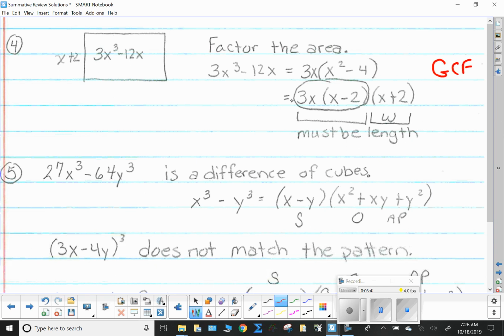When the greatest common factor comes out, then you're left with a difference of squares. Once you do that, you notice that they told you that x minus 2, let's see here, x minus 2 or x plus 2 was the length, so the other one must be the width. Okay?